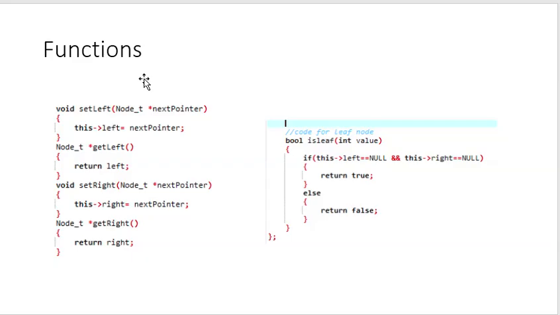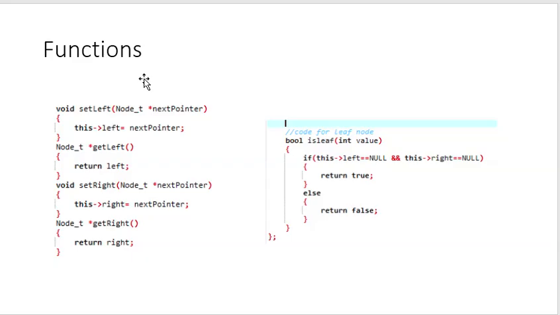At the end, we have created a function for the data, then a function for the left pointer, and a function for the right pointer. Then we assign a next pointer to the left and the right, and then we create two pointers, get left and get right.